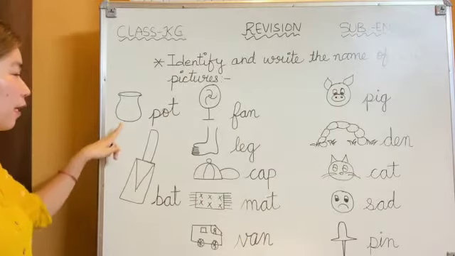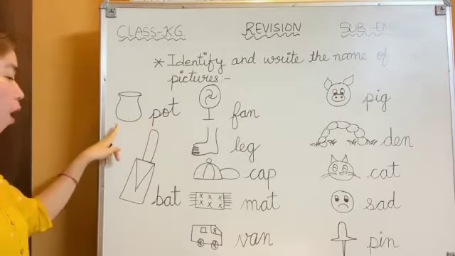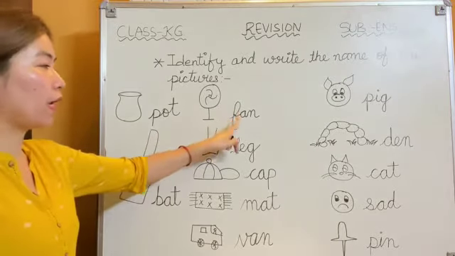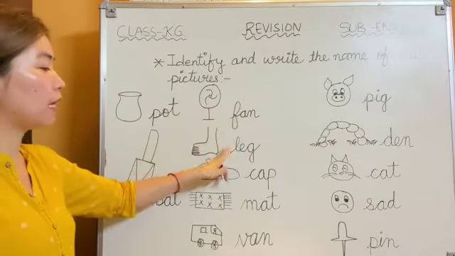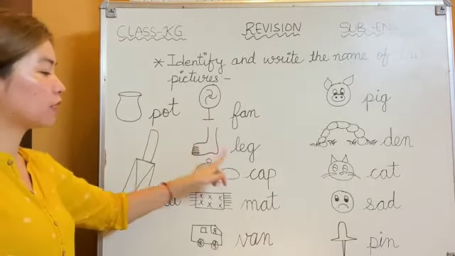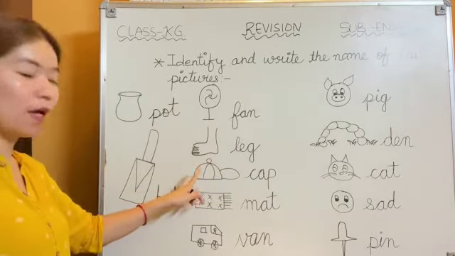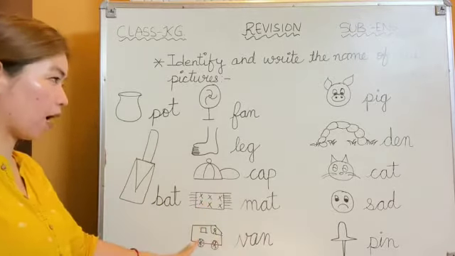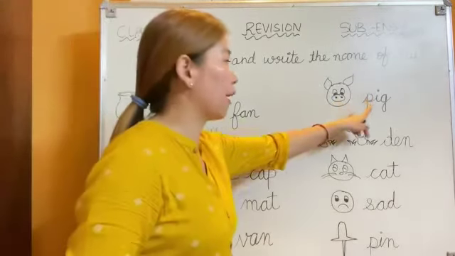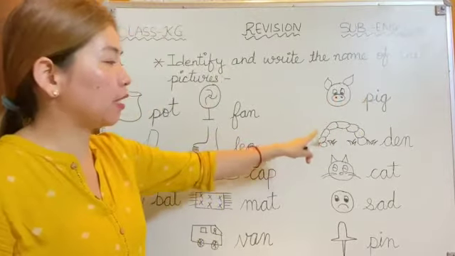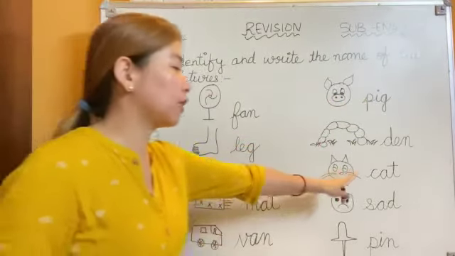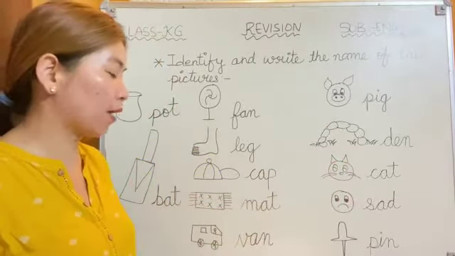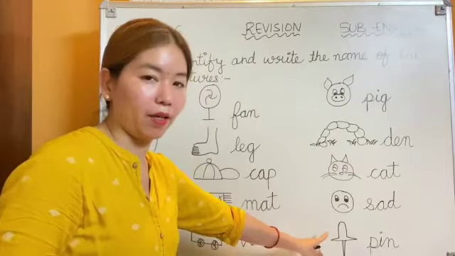Children, let's revise again. P-O-T pot, B-A-T bat, F-A-N fan, L-E-G leg, C-A-T cat, M-A-T mat, V-A-N van, P-I-G pig, D-E-N den, C-A-T cat, S-A-D sad, P-I-N pin.